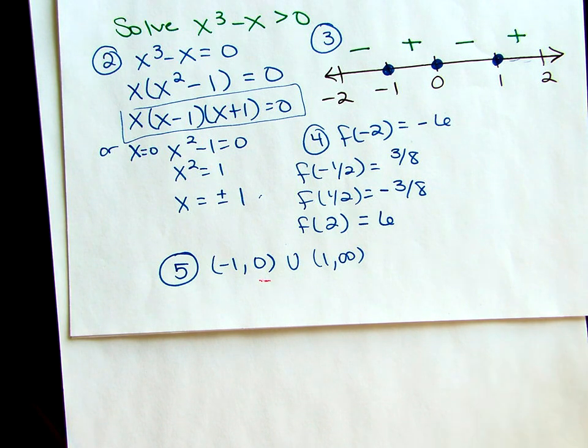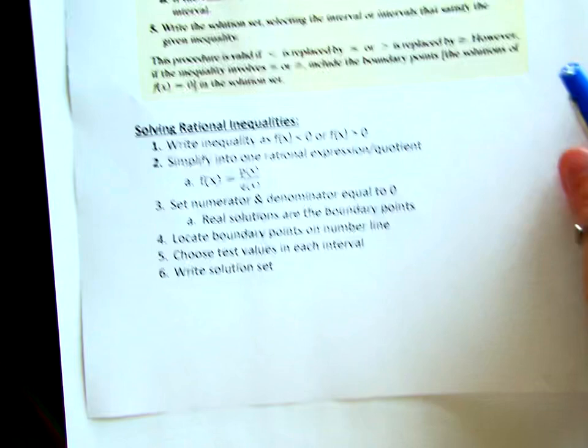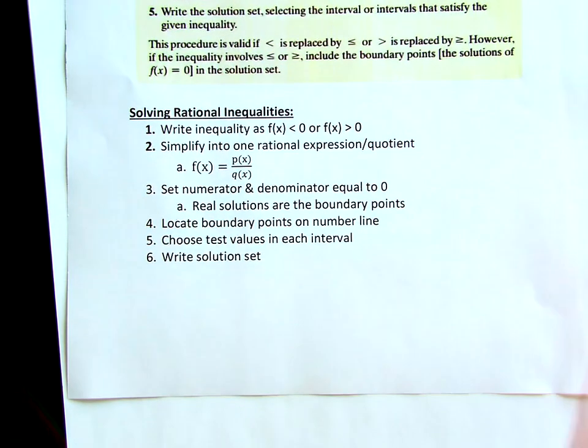Okay. Then let's think about rational inequalities. The nice thing is that they work pretty similarly. We're going to write the inequality as our function on one side and 0 on the other. We want to simplify it into one rational expression or quotient. So if we have multiple fractions, we want to make sure we get them all together. So we have one fraction on the left is less than or greater than or less than or equal to or greater than or equal to 0.